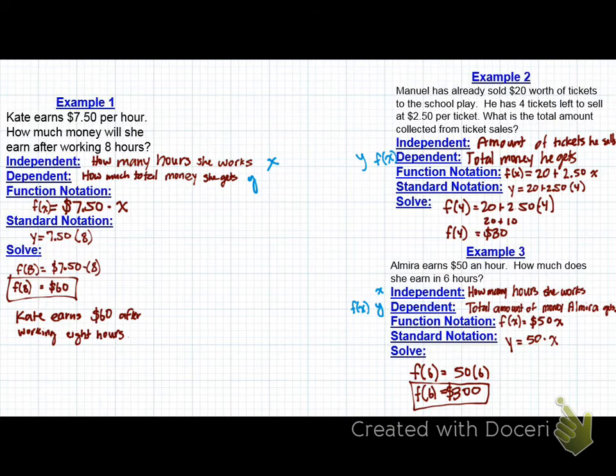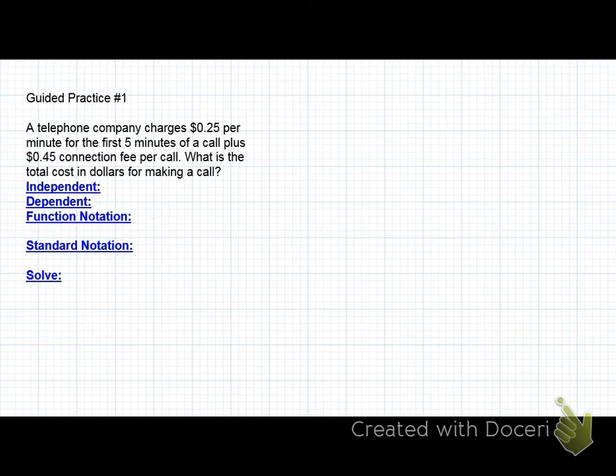Okay? Continuing onward. Let's do this one. A telephone company charges 25 cents per minute for the first 5 minutes plus a 45 cents connection fee per call. What is the total cost in dollars? I'm going to ask you to pause the video here. Please try this one out on your own. Identify the independent variable. Remember, that's your x. Your dependent variable is your y, or f of x. And then function notation, you need to write something that starts with f of x is equal to something. Then standard notation is y is equal to something, and solve it. So please pause the video here, work this out by yourself in your notes.